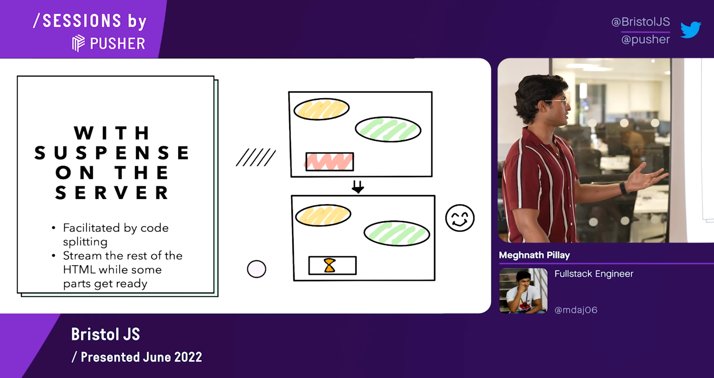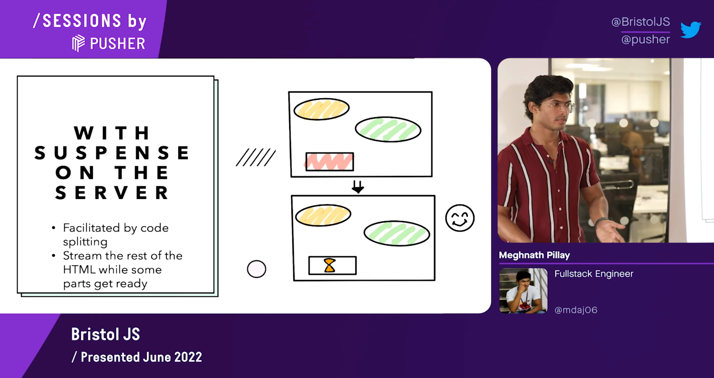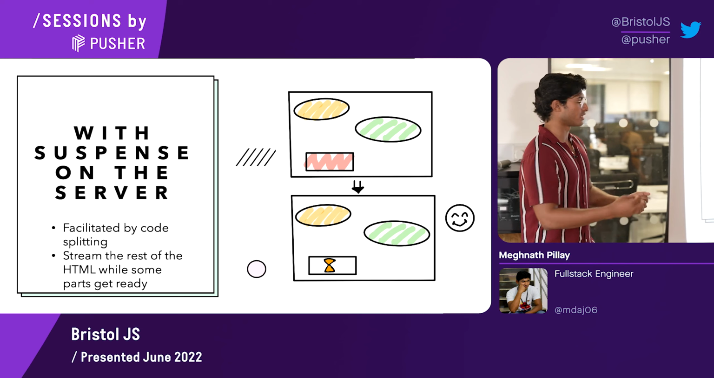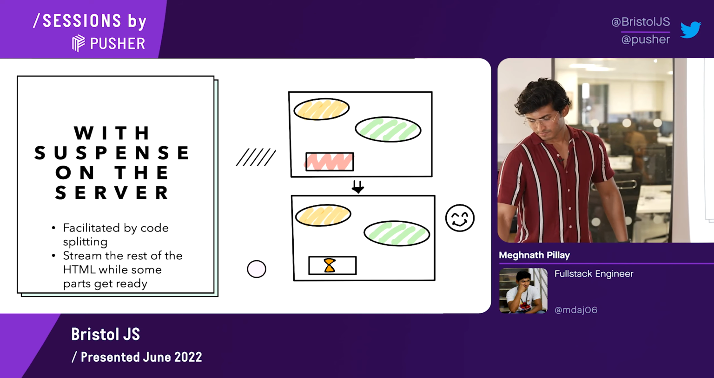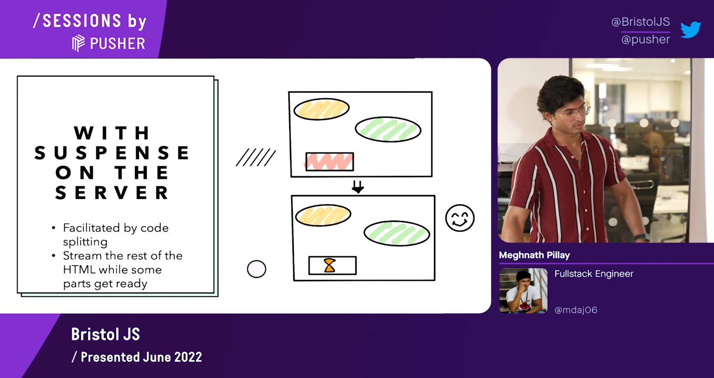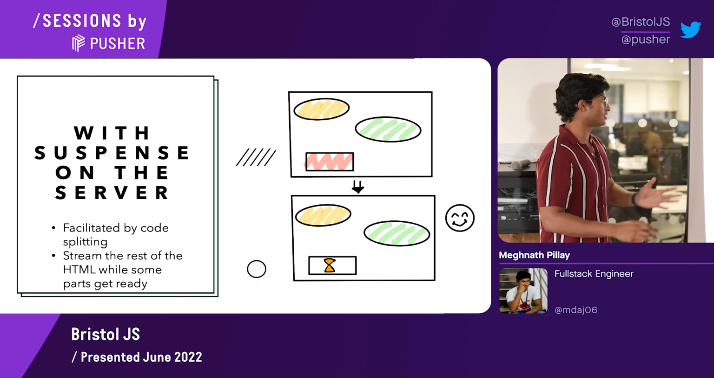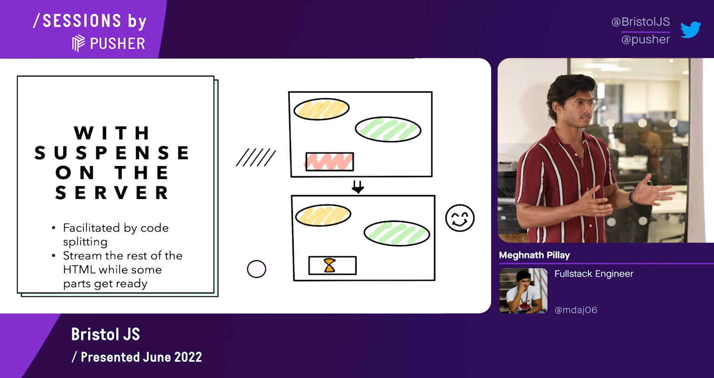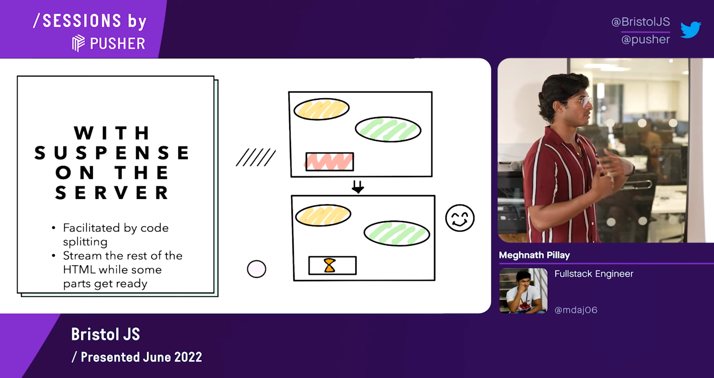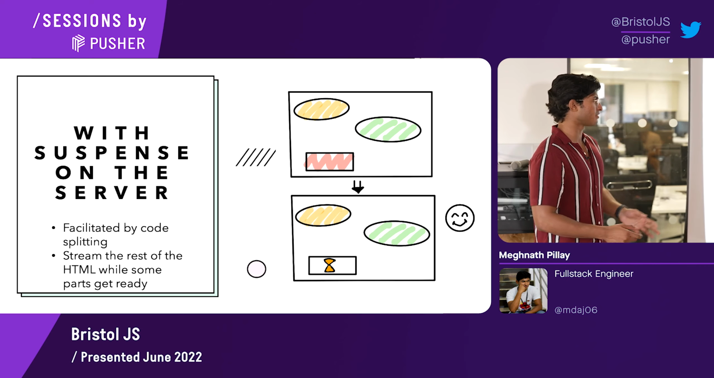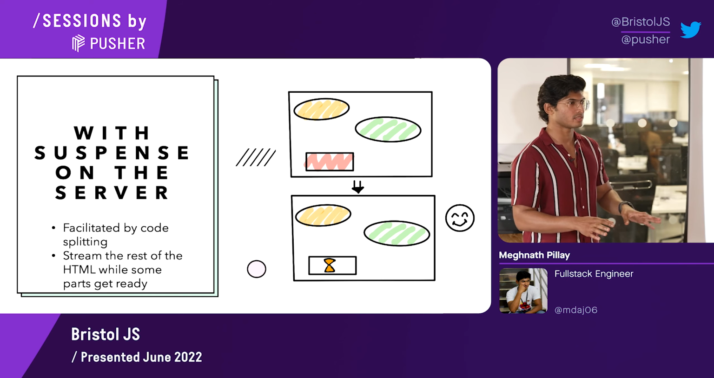So this is actually facilitated under the hood by code splitting. So split parts of your code and send it when it's ready. Yeah, so this, I think, covers the chunk of what's really changed in React 18 from a general app developer's perspective. And there are a lot of other APIs which have changed under the hood.